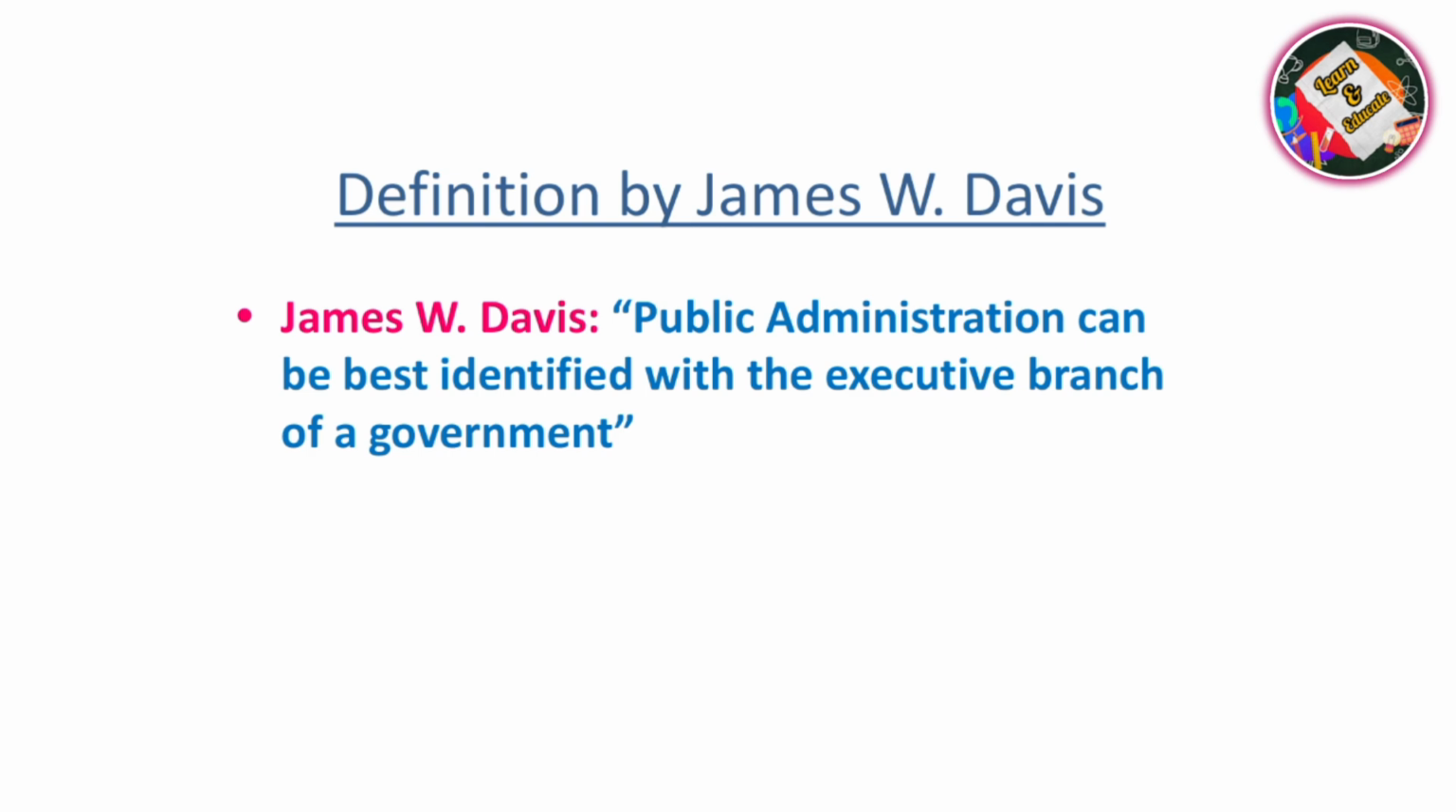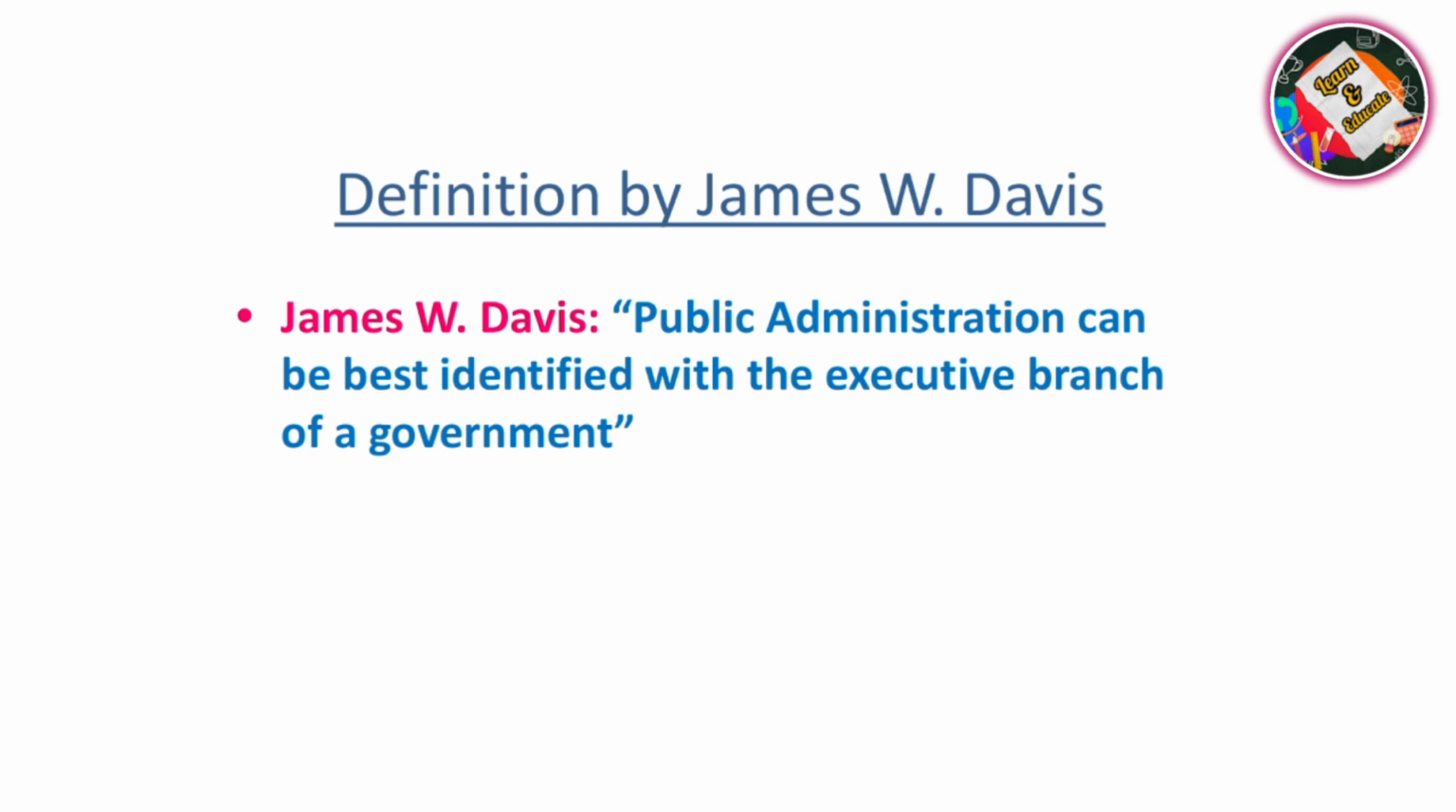The governmental departments, the ministries, and the bureaucracies are all under the executive branch of a government, and therefore public administration is best identified with these organizational structures of the executive branch. Now, the relationship with the broader goals of public service, public welfare, and government operations. When this definition is applied to government operations, it is about law enforcement and policy execution. This ensures that what the legislators have envisioned reaches the citizens in practice.